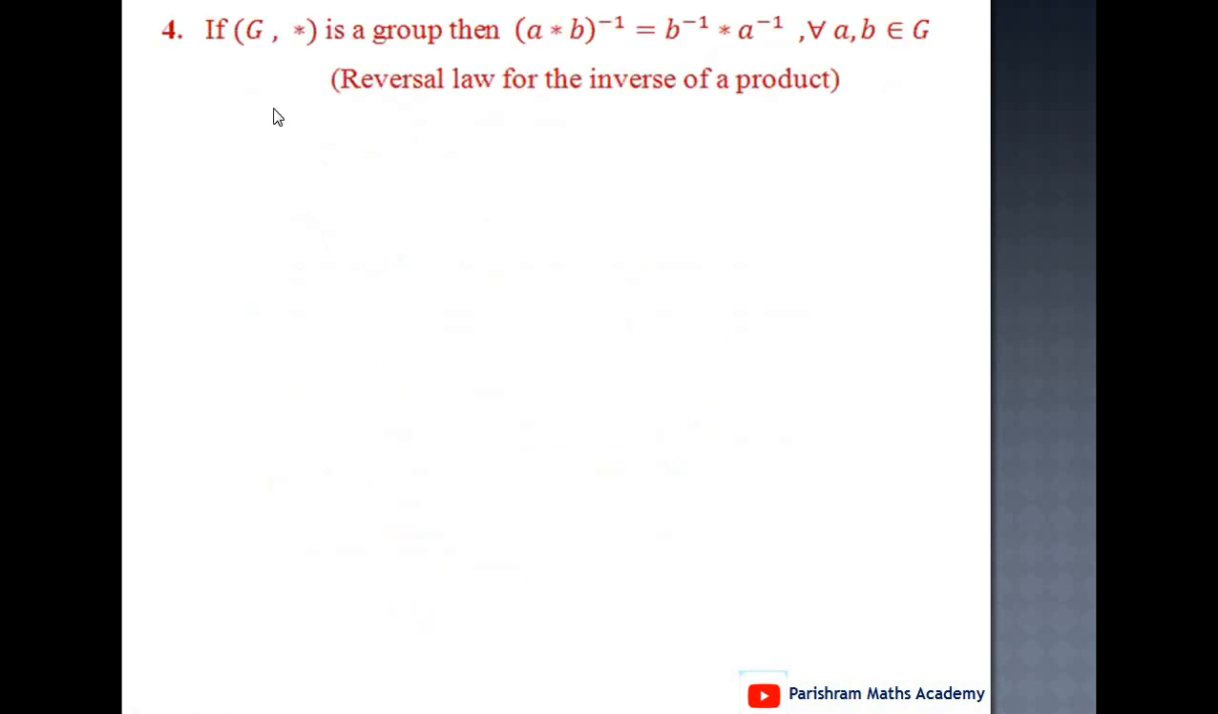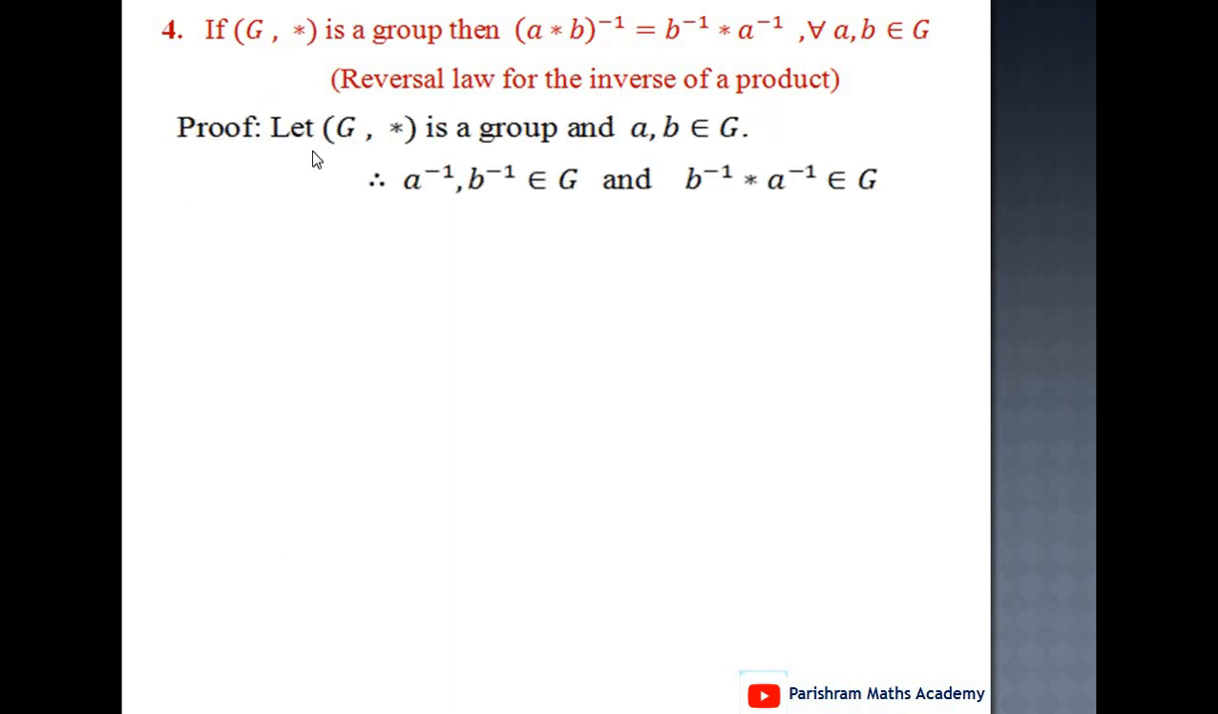Number 4. If G, star is a group, then A star B, bracket inverse, equals B inverse star A inverse for all A, B belongs to G, which is called the reverse law for the inverse of a product. Proof. Let G, star be a group and A, B belongs to G. G is a group, the inverse exists, and therefore A inverse, B inverse also belong to G. G is a group, the closure property is satisfied, therefore B inverse star A inverse also belongs to G.